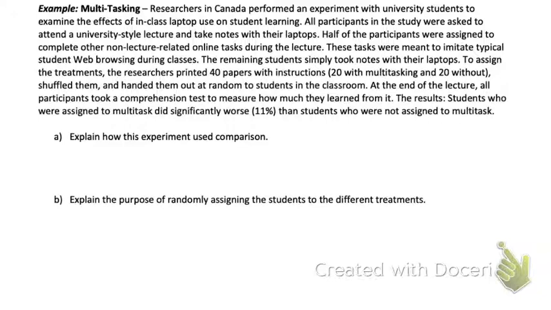To assign the treatments, the researchers printed 40 papers with instructions, 20 with multitasking, 20 without, shuffled them, and handed them out at random to students in the classroom. At the end of the lecture, all participants took a comprehension test to measure how much they learned from it. The results? Students who were assigned to multitask did significantly worse, 11% worse, than students who were not assigned to multitask. Is this accurate? Yes.